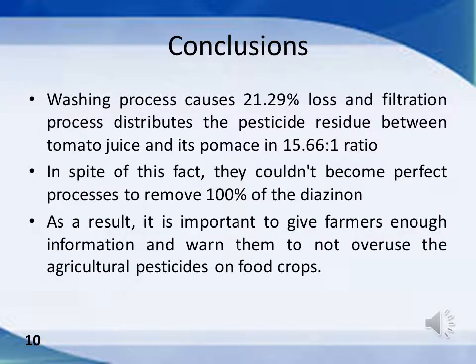The washing process causes a 21.29% loss, and the filtration process distributes the pesticide residue between tomato juice and its pomace in a 15.66 to 1 ratio. In spite of this fact, they couldn't become perfect processes to remove 100% of the diazinon. As a result, it's important to give farmers enough information and warn them to not overuse agricultural pesticides on food crops.